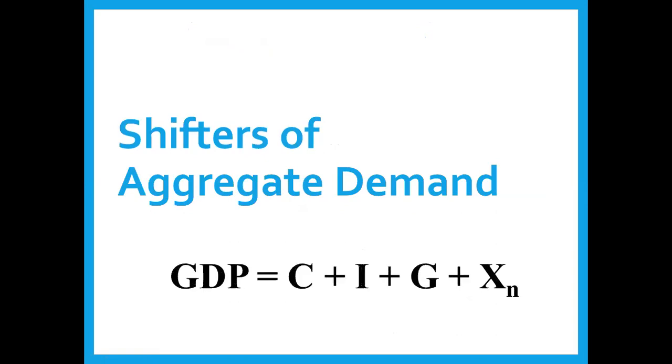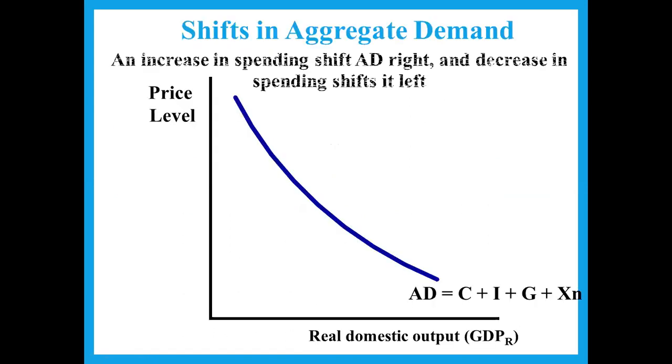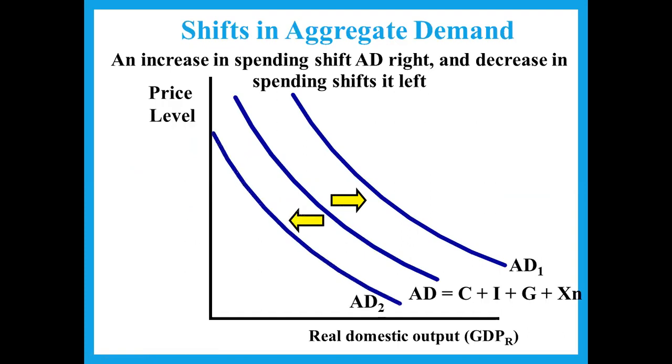Okay, so just like a demand curve, it can shift. So what are the things that are going to shift it? Well, they're going to be the 4 components that go into it, or the 4 components of GDP. So let's say we have an increase in spending, whether it's consumer spending, investment, which is business spending, or government spending, or spending by other countries, which would be net exports. That's going to shift it to the right. Let's say we have a decrease in spending, whether consumers stop spending, or businesses are spending less, or the government decides to cut spending. That's going to shift it to the left.